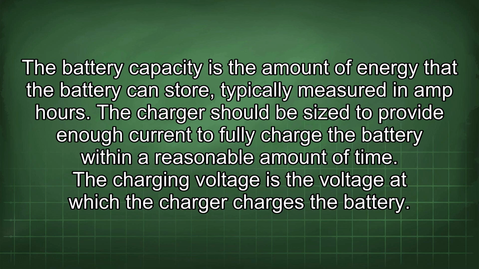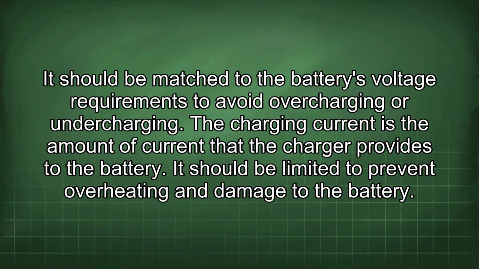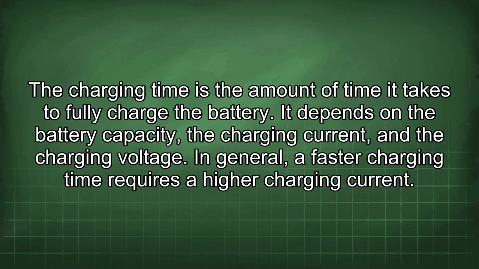The charging voltage is the voltage at which the charger charges the battery. It should be matched to the battery's voltage requirements to avoid overcharging or undercharging. The charging current is the amount of current that the charger provides to the battery. It should be limited to prevent overheating and damage to the battery. The charging time is the amount of time it takes to fully charge the battery. It depends on the battery capacity, the charging current, and the charging voltage. In general, a faster charging time requires a higher charging current.